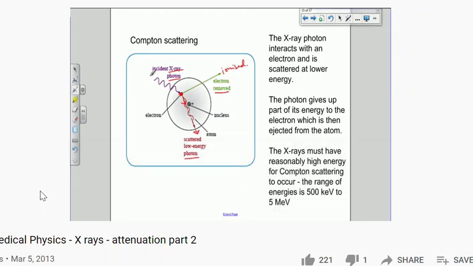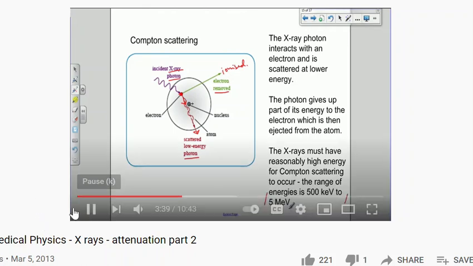Now obviously, in order to do this rather than the photoelectric effect, the incident X-ray photon must have more energy, and the Compton scattering effect is very prominent in the range 500 keV to 5 MeV, so 500 kilo electron volts to 5 mega electron volts.